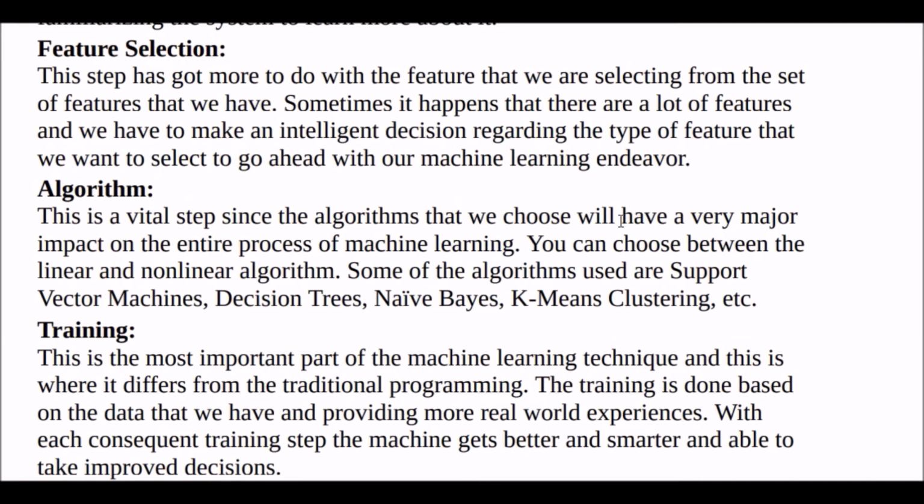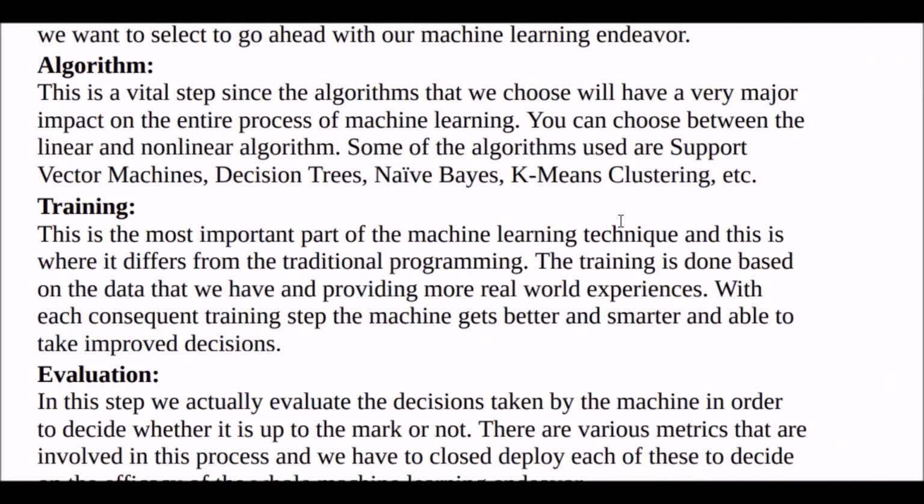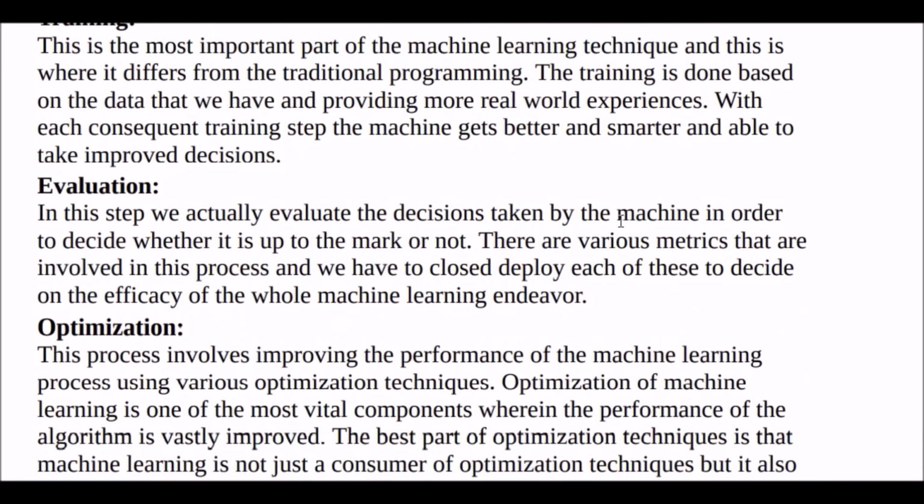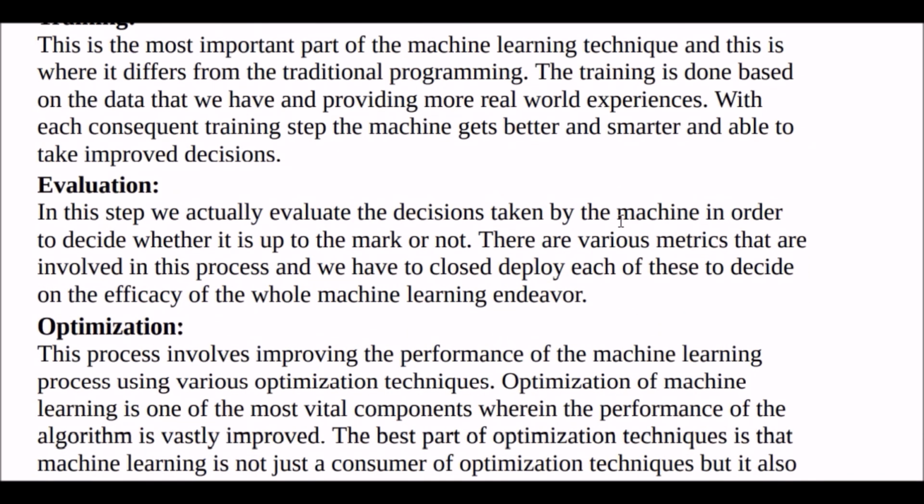This is the most important part of the machine learning technique and this is where it differs from traditional programming. The training is done based on the data that we have, providing more real-world experience. With each consequent training step, the machine gets better and smarter and is able to take improved decisions. Okay, next one is evaluation. In this step, we evaluate the decisions taken by the machine in order to decide whether it's up to the mark or not. There are various metrics involved in this process and we have to deploy each of these to decide on the efficacy of the whole machine learning endeavor.